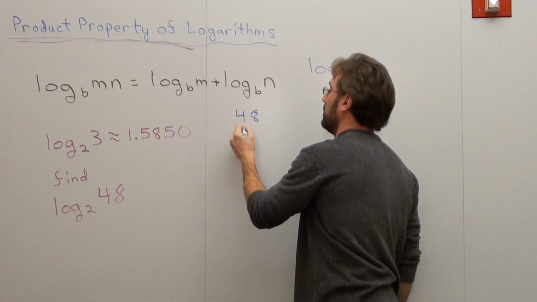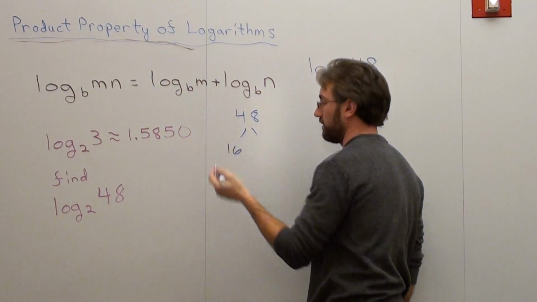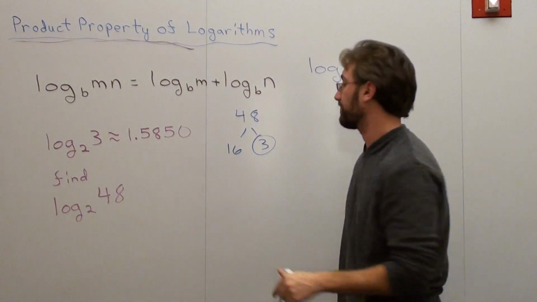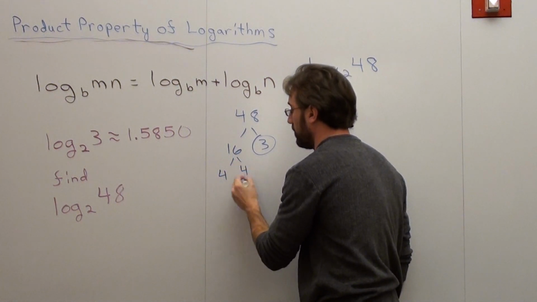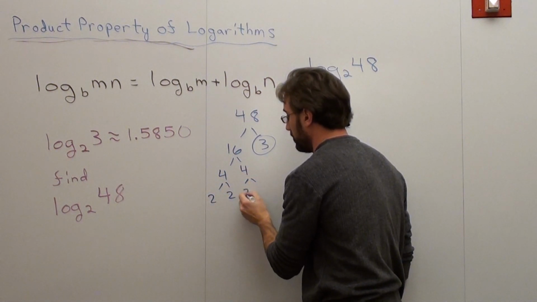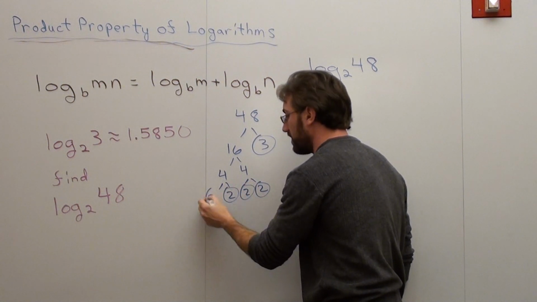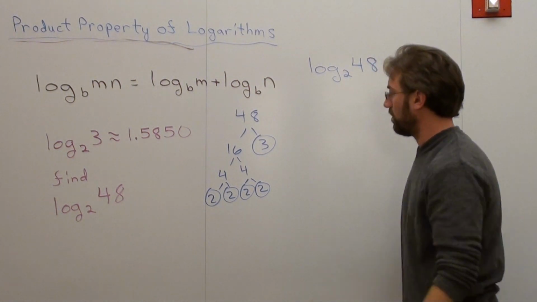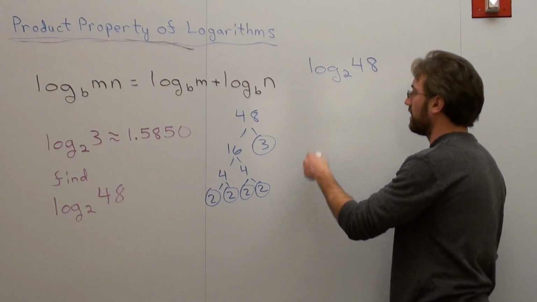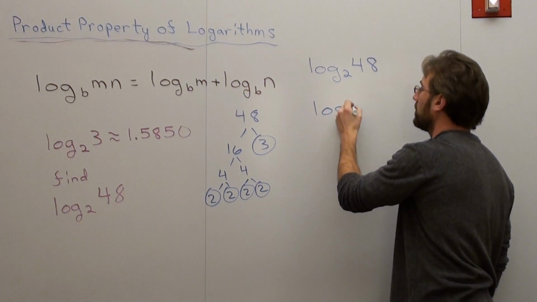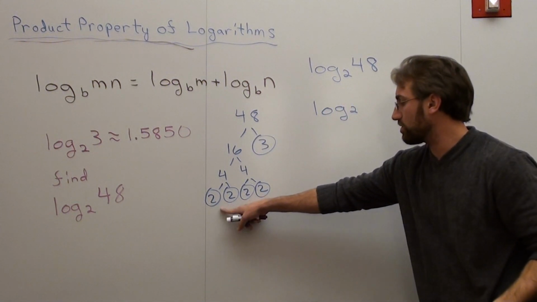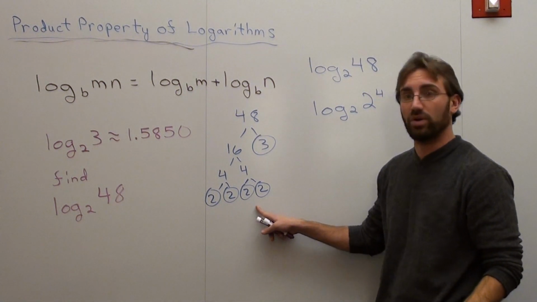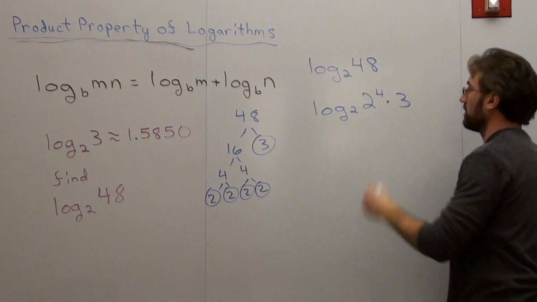So, let's see, 16 and 3. Okay, that splits, can't do anything. 4 and 4, 2 and 2, 2 and 2. There's another way to do this too. Actually, I'll go ahead and show it. Okay, I think I got it. The log base 2 of 48 is the same thing as the log base 2 of 2 to the 4th, times 3.